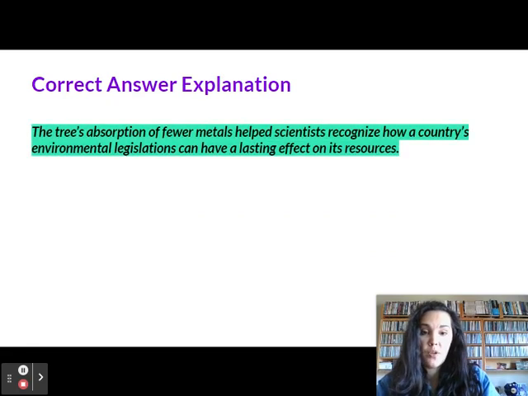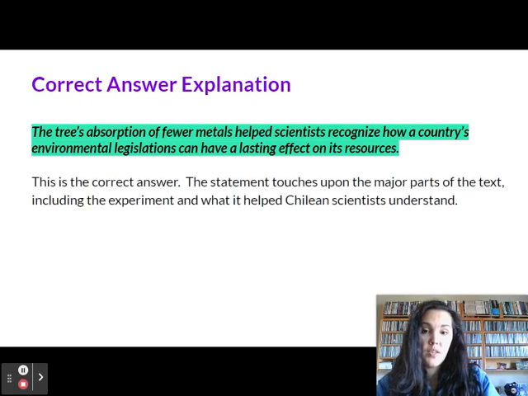The tree's absorption of fewer metals helped scientists recognize how a country's environmental legislations have had a lasting effect on its resources. This is the correct answer. The statement touches upon the major parts of the text: topic, main idea, and key details, and includes the experiment and what it helped scientists understand.